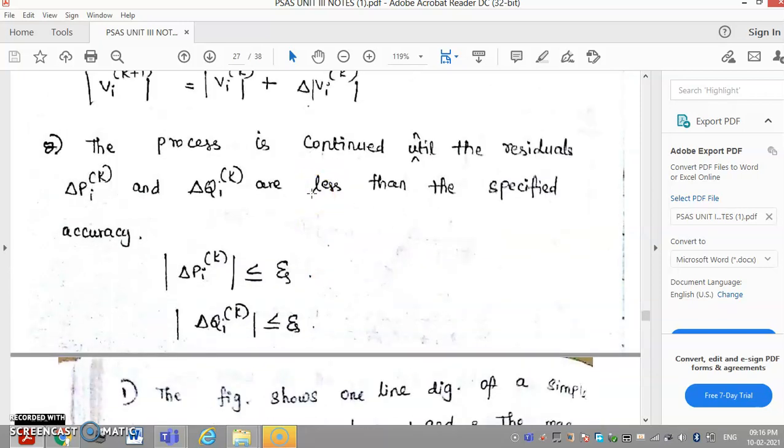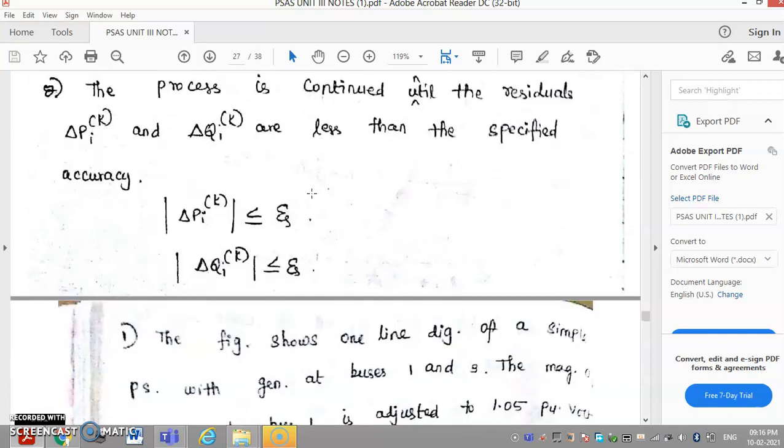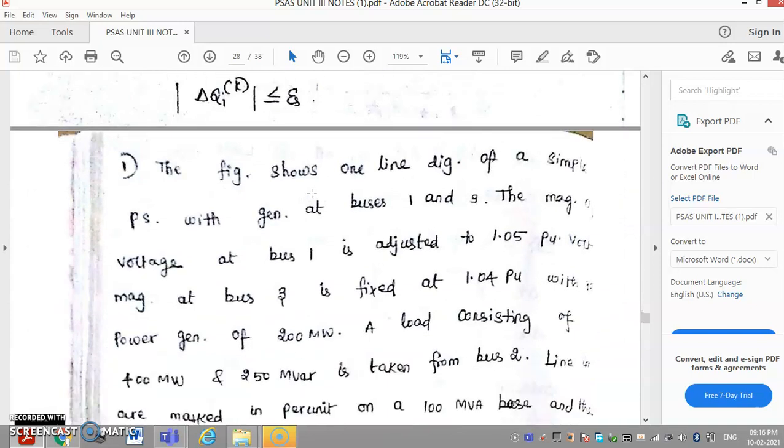So these total 8 steps make up the algorithm of the Newton-Raphson method. Next we can go and solve the problem.